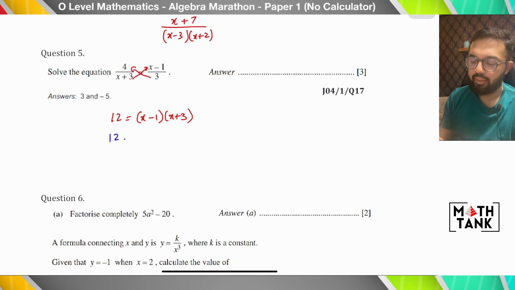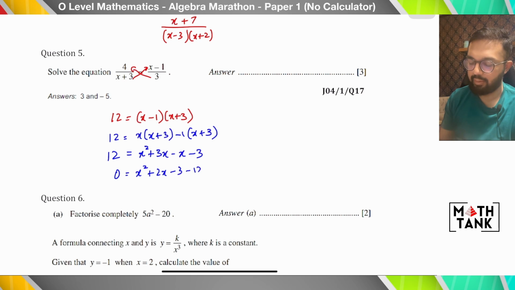So what I will have to do is I will have to expand this. I will have to first multiply this bracket out and say that this is x squared plus 3x minus x minus 3 equals 12. So 0 equals x squared plus 2x minus 3 minus 12. x squared plus 2x minus 15. Now this has turned into a quadratic equation. I will have to factorize this and solve or use the quadratic formula, but in paper 1 I don't have a calculator, so I'm not going to use the quadratic formula.